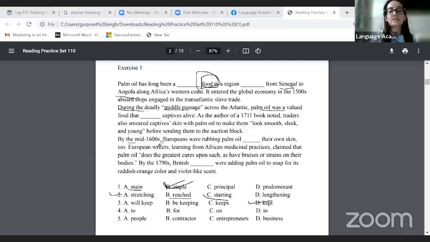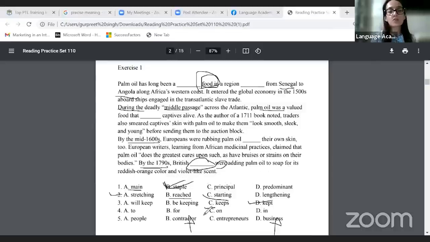Then they say, by the mid 1600s, Europeans were rubbing palm oil dash their own skin. Any kind of lotion, moisturizer, oil, anything is always rubbed on the skin. This was easy, that we put everything on the skin, any kind of cream or oil. So on their own skin too. Then they say, by the 1790s, British dash were adding. So were tells us that we need a noun here and the noun has to be plural. So any singular option should be first eliminated, and then only you look at the other two options. British dash were adding palm oil to soap for its reddish orange color and velvet-like scent.